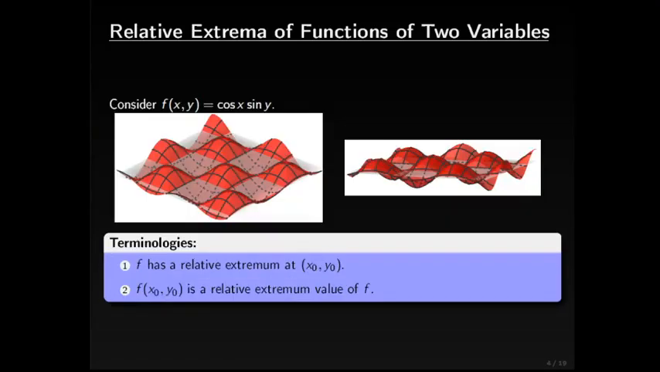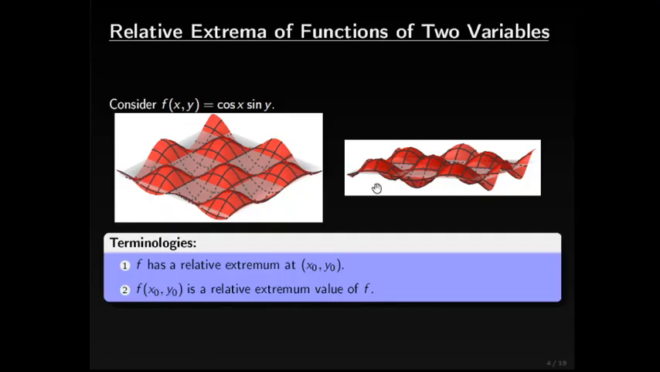Let's consider the function f of x, y equals cosine x times sine y. Now, this is the graph of f. Intuitively, when we're thinking about relative extrema in terms of graphs, relative maxima of functions of two variables are peaks, just as they are with single variable functions. Relative minima, on the other hand, will be the inverted peaks of the graph of the function.